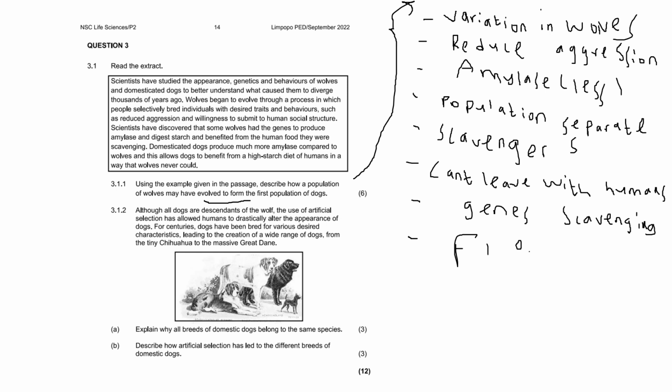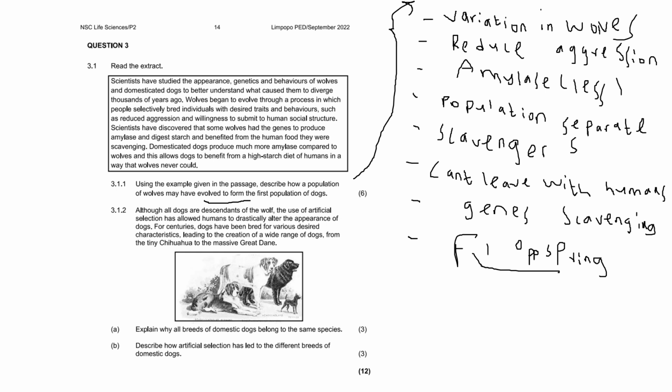So all the new F1 offspring which have been born are going to be born with the new trait of reduced aggression and also scavenging. That's why the wolves became a new population. So the new ones, this F1, will be able to adapt to the environment of scavenging.